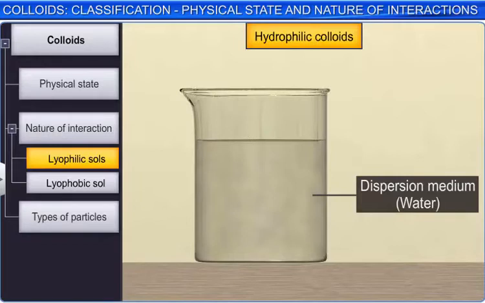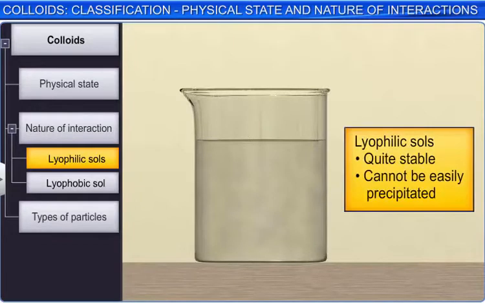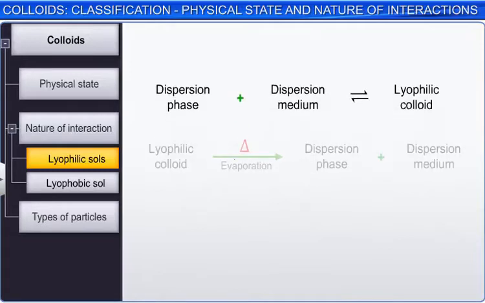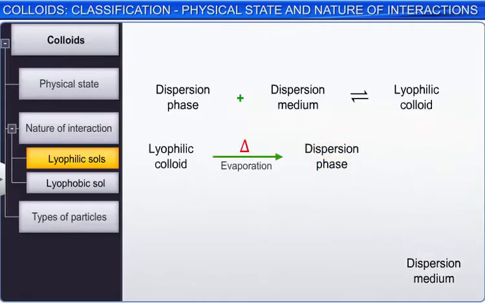Lyophilic sols are quite stable and cannot be easily precipitated. An important characteristic of lyophilic colloids is their reversible nature. That is, if the dispersed phase is separated from the dispersion medium, for example, by evaporation, then the sol state can be achieved again by simply mixing with the dispersion medium.